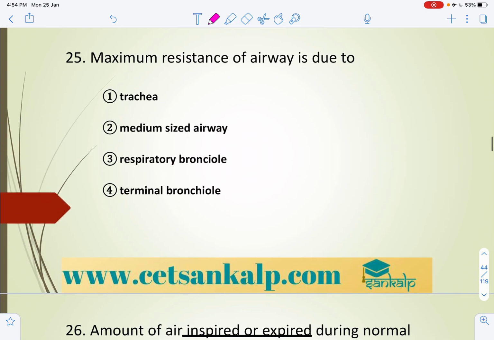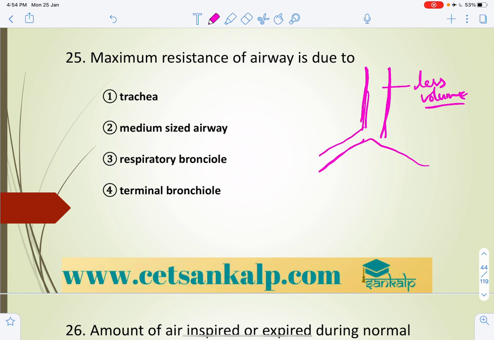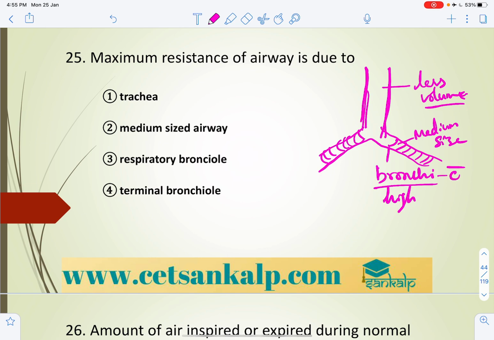Next, maximum resistance of airways is due to. We have broader airways. If they are too broad, and if there is less volume of air, it may create a problem. If all these are medium sized, then definitely the resistance will be in the bronchi, bronchi with high airflow velocity, because of the medium size.